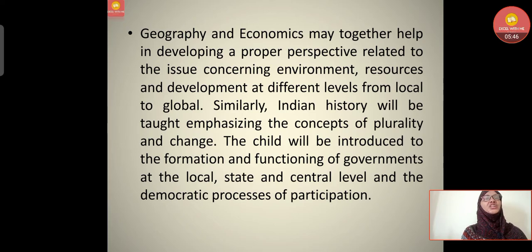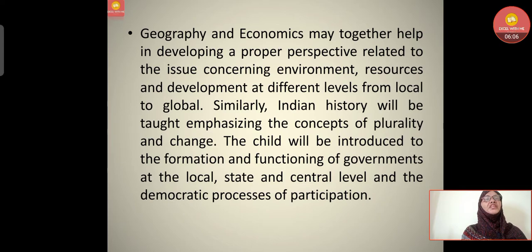Similarly, Indian history will be taught emphasizing the concepts of plurality and change, how our country has evolved, how changes had happened in the ancient period, medieval period, modern period, everything. All those things are discussed from class 6th onwards.